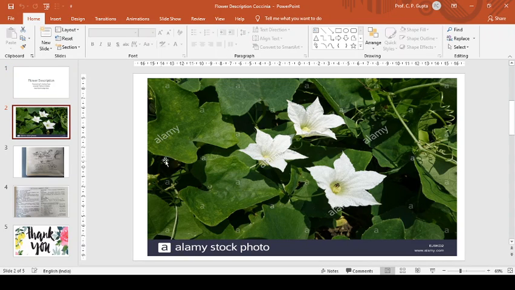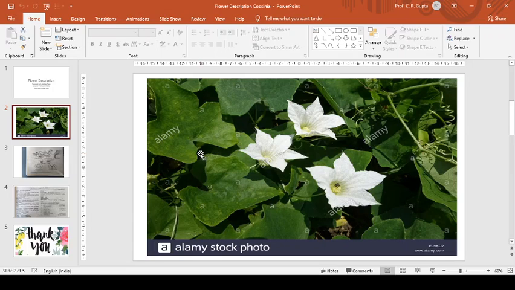Coccinia belongs to family Cucurbitaceae. So first we describe the salient features of family Cucurbitaceae or Cucurbita family. In India, this family is represented by 25 genera and approximately 86 species.